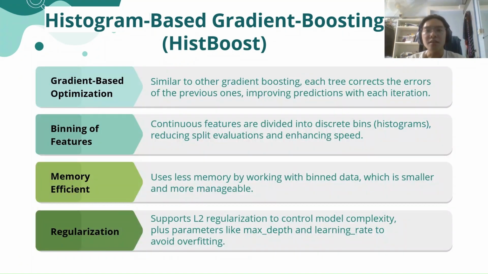Here are the key features. It uses gradient-based optimization, where each tree corrects the errors of the previous one, improving the predictions iteratively. It bins continuous features into discrete intervals, which reduces the number of split points, speeds up the computation, and improves memory efficiency. Finally, HistGradientBoosting supports L2 regularization and parameters like max depth and learning rate to prevent overfitting.